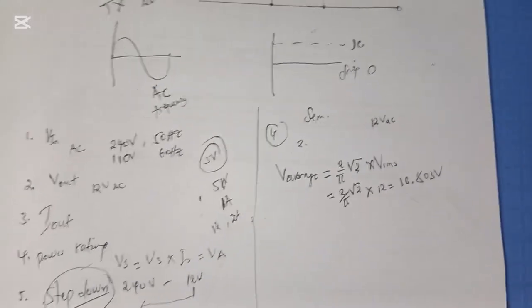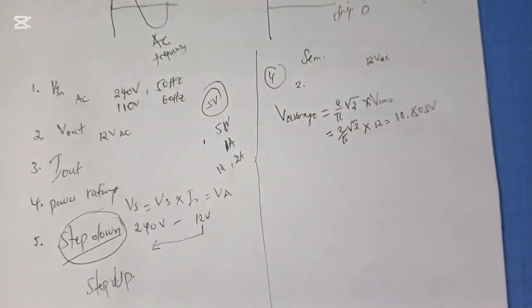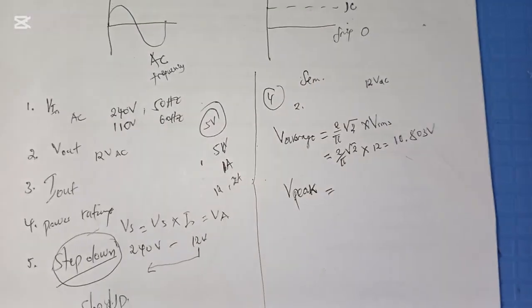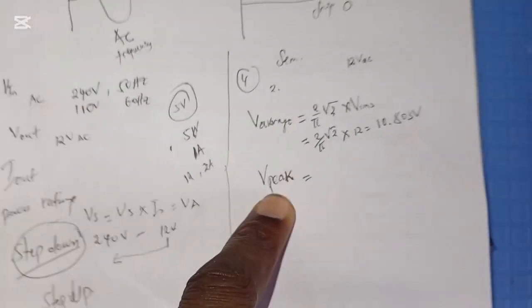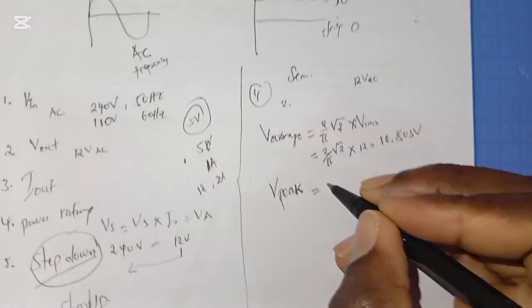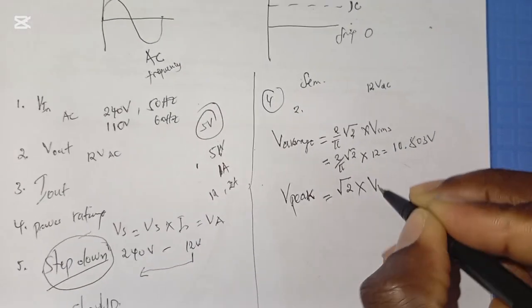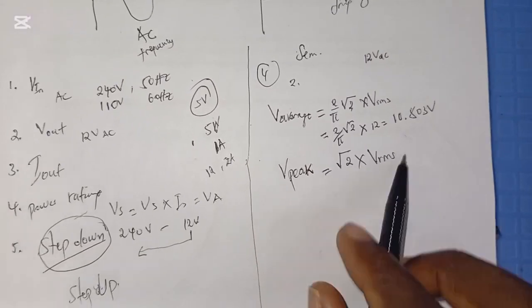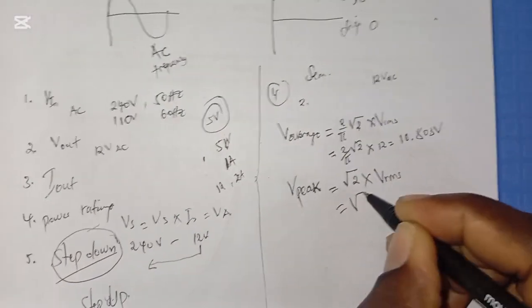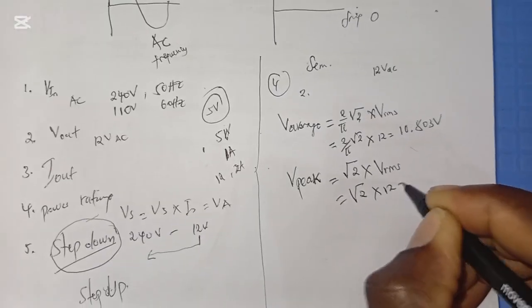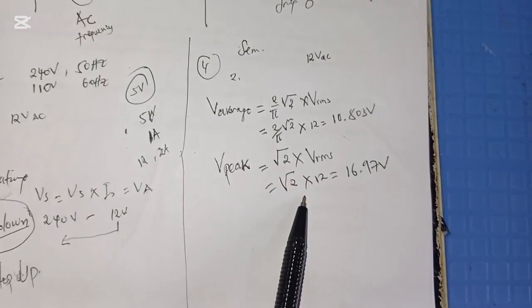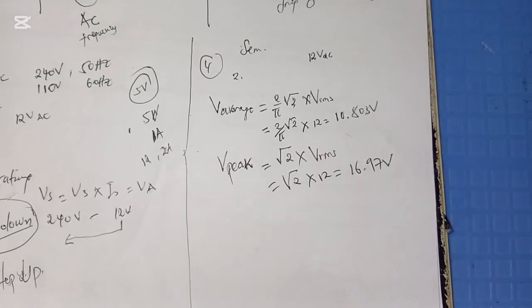Now let's calculate the peak voltage, the maximum voltage you will get. This is now the most important voltage. The peak voltage you are going to get after rectification will be root 2 times the VRMS. So you are going to get this times 12, which is 16.97 volts. So this is what we are going to get after rectification.